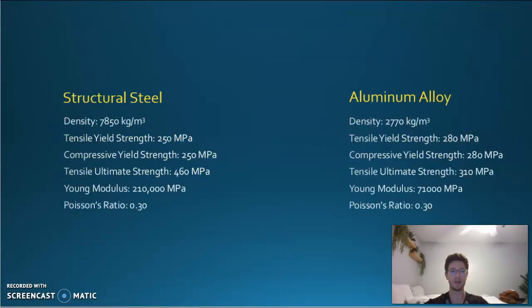Here you can see some of the specifications of those materials. As you can see, structural steel has a much higher density than aluminum alloy, which is responsible for the metal being way heavier. You can imagine there will be a significant difference in weight for a bar made of structural steel or aluminum. However, there are slight differences in the tensile yield strength as well as the tensile ultimate strength. Also, the Young's modulus of the aluminum is significantly different as well.